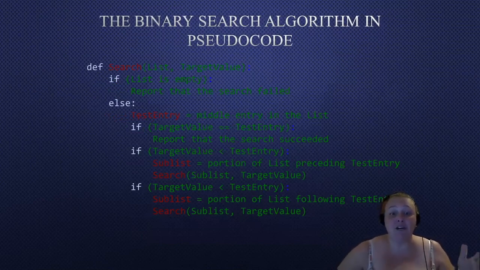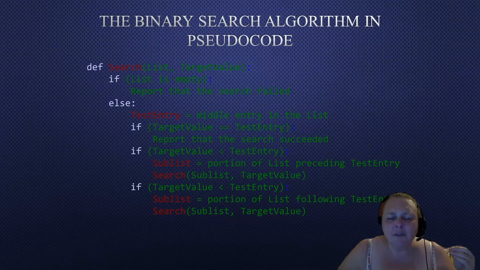So define your search, your target value. If it's empty, okay, take that middle entry. This looks very, very similar, right? If the target value is equal, we've found it. If it's less than, your sublist is going to be the preceding portion. If it is not, it's going to be the portion following. Okay, again, we're going to take that list and divide it again. So you can see how you're going to keep using the same thing over and over again.